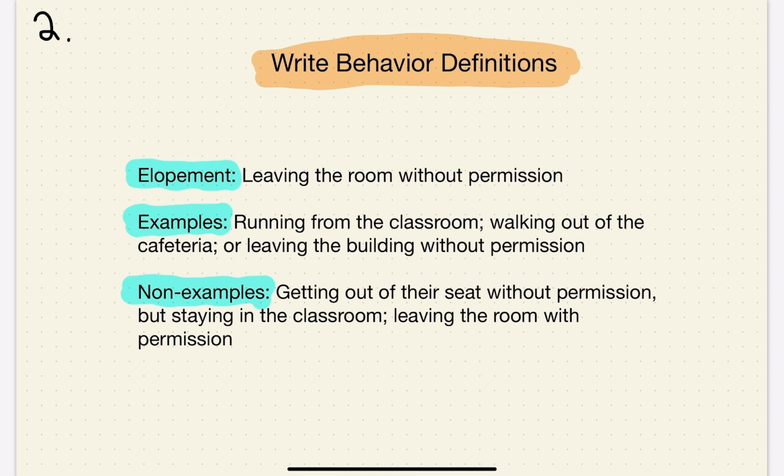Here's an example. Elopement might be the thing that we would be measuring. That's the behavior. We defined it here as leaving the room without permission. And then we provided some examples and non-examples. So there's no argument, there's no gray, because we're trying to fill in that nuance. Examples of elopement might be the student running from the classroom, or walking out of the cafeteria, or leaving the building without permission. Non-examples, though, things we would not count as elopement, would be getting out of their seat without permission, but staying in the classroom, or leaving the room with permission. Neither of those things would count as elopement.